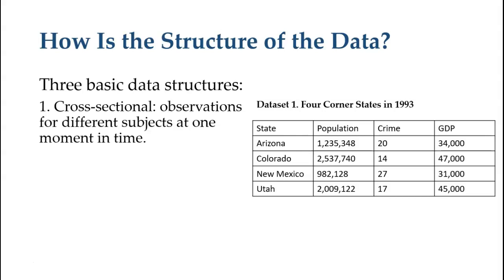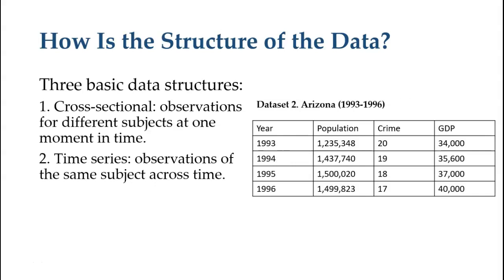In this case, dataset number 1 used mock data that I created about the 4 corner states in 1993. So you have Arizona, Colorado, New Mexico, and Utah, and you have information about the population, crime, and GDP in 1993 that I created. The second type of structure is what is called time series. In this case, you have observations for the same subject of the unit of analysis across time. Dataset number 2 has information for Arizona from 1993 to 1996. I also created this information.